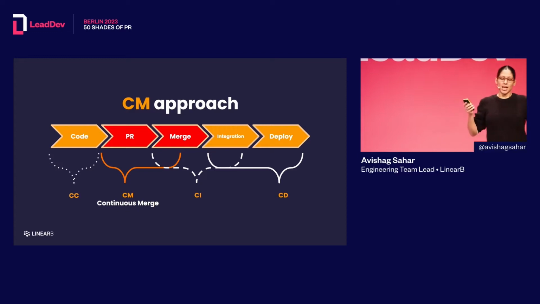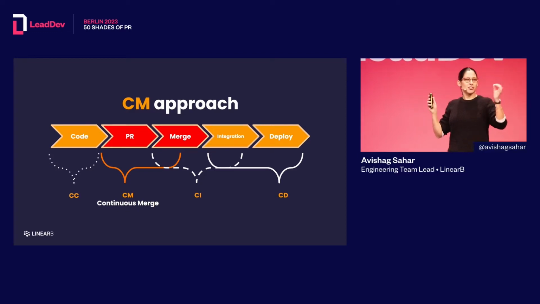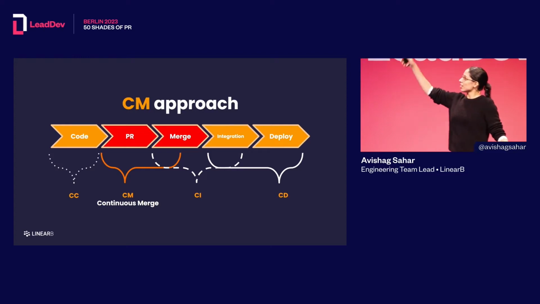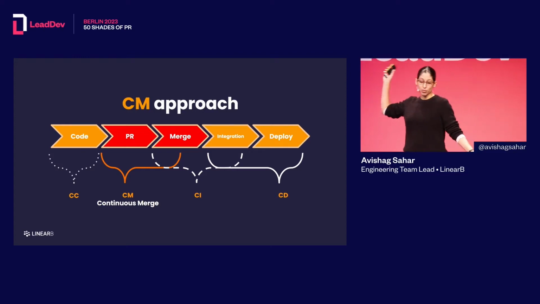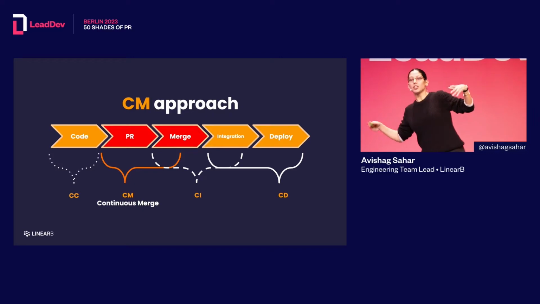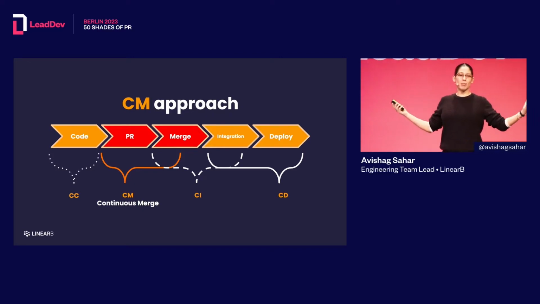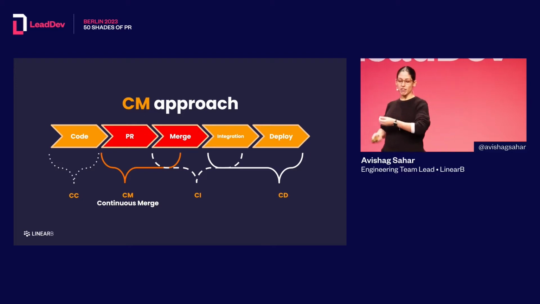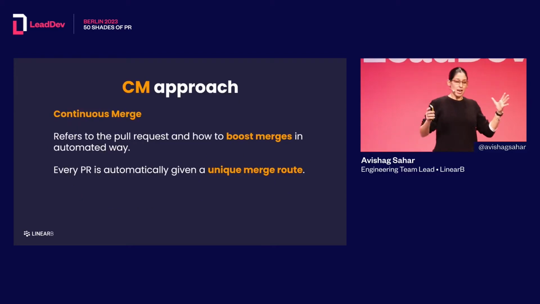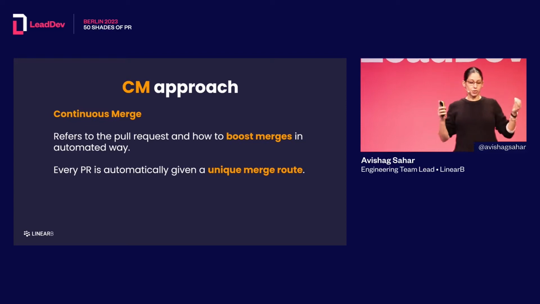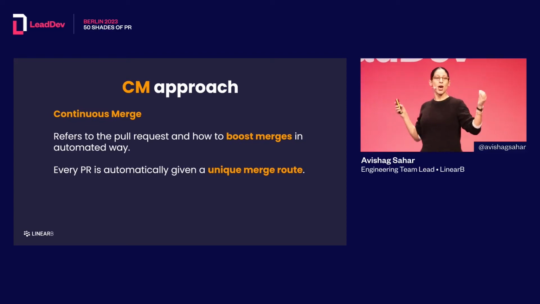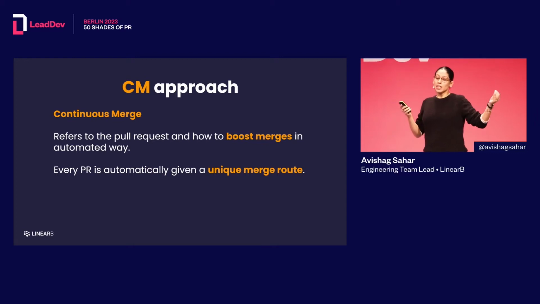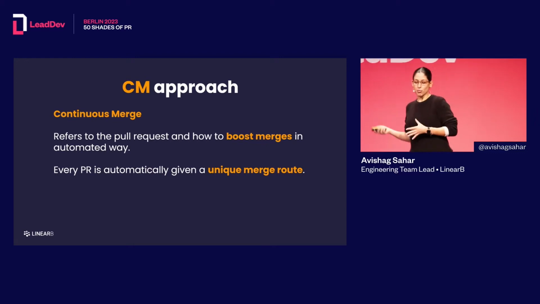And this is where you need to start to take your notes: the CM approach. The CM approach will cover all of your pipeline automation, and it will only be there to assist your developers in order to boost their cycle and to be more efficient. Now, CM stands for continuous merge. It refers to pull requests and how to boost up merges in an automated way. Every PR is automatically given a unique merge route.